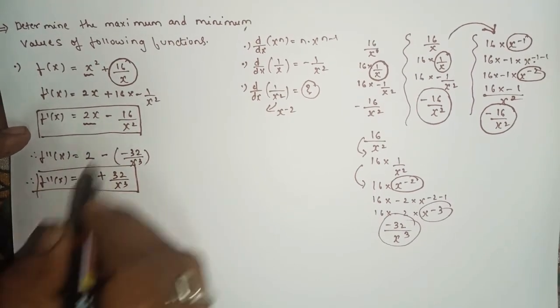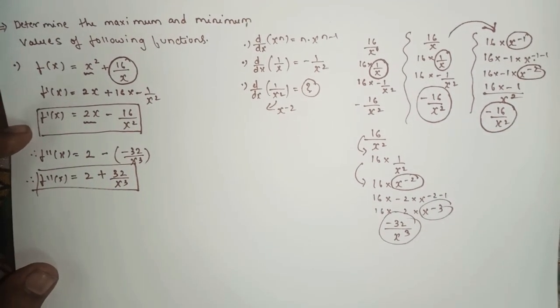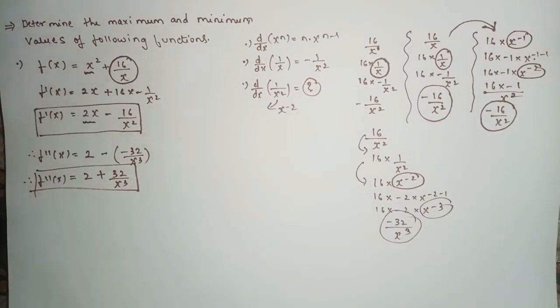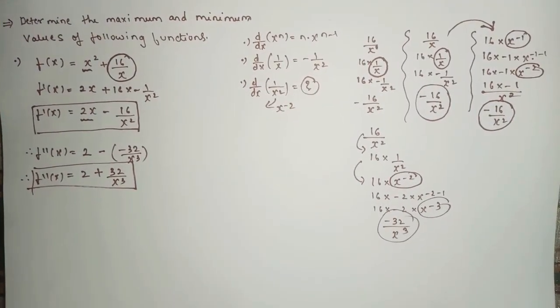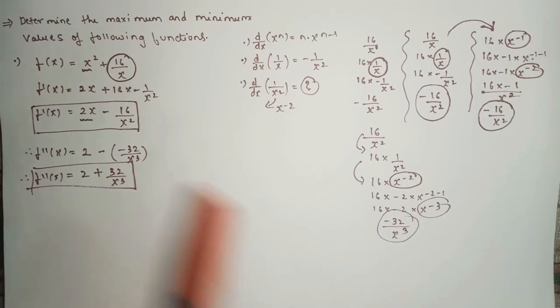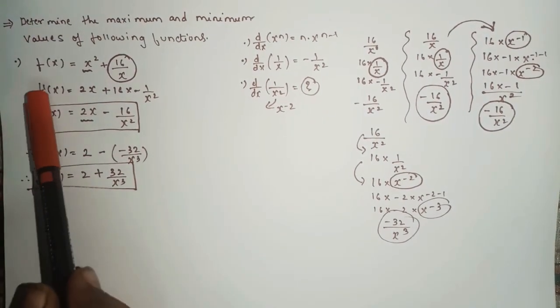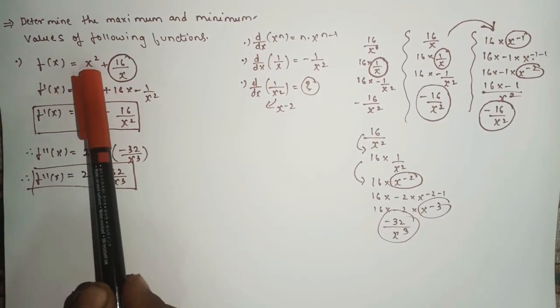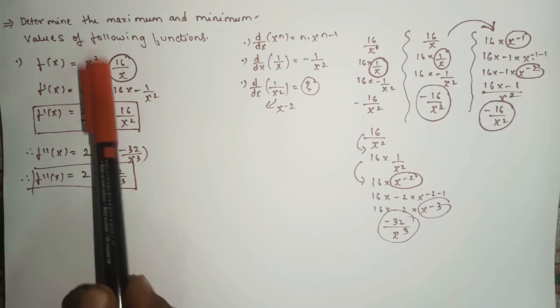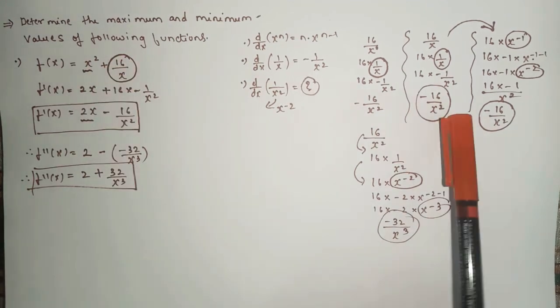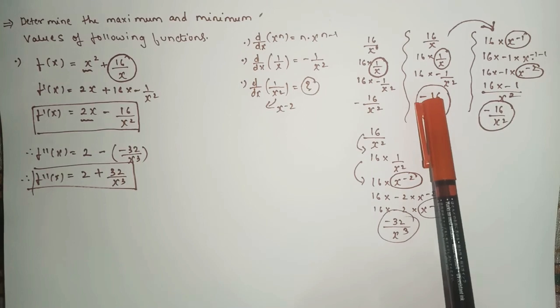I hope you all understood how we tackled this sum. Once again I will explain. Here you have f of x. First you will find the first derivative. So x square is in the form of x raised to n, and for 16 upon x, there are two methods in which you can find your answer.